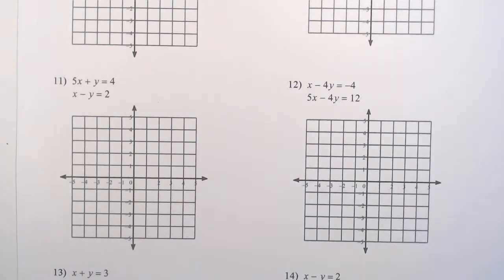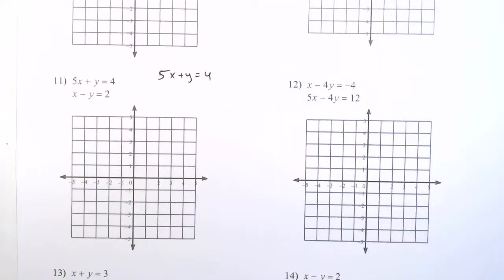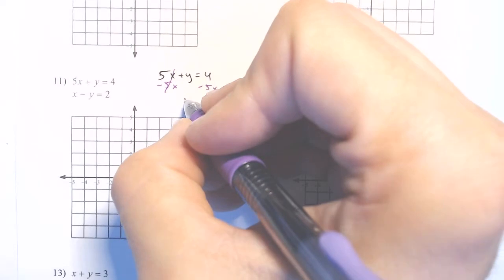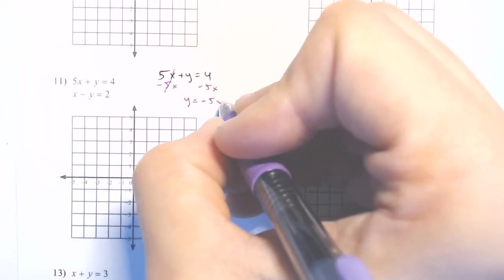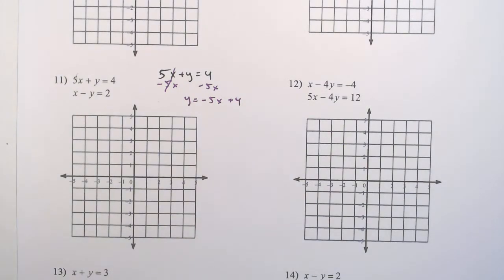On those problems, you have to first move the 5x over. So how do we move the 5x over? Well, if I have 5x plus y equals 4, I would have to subtract 5x from both sides. And when I subtract 5x from both sides, I end up with y equals negative 5x plus 4. They don't combine. It's just negative 5x plus 4.